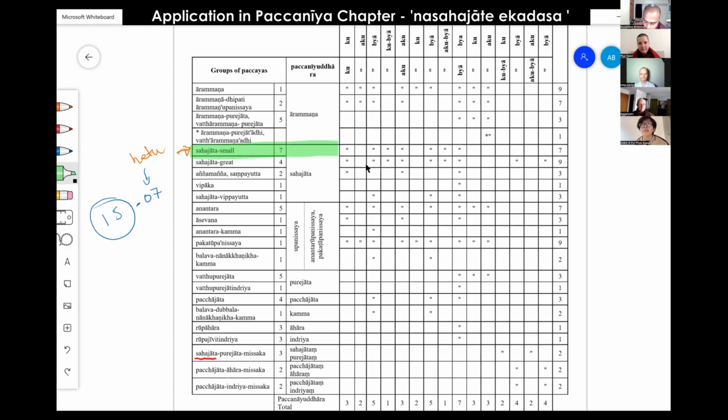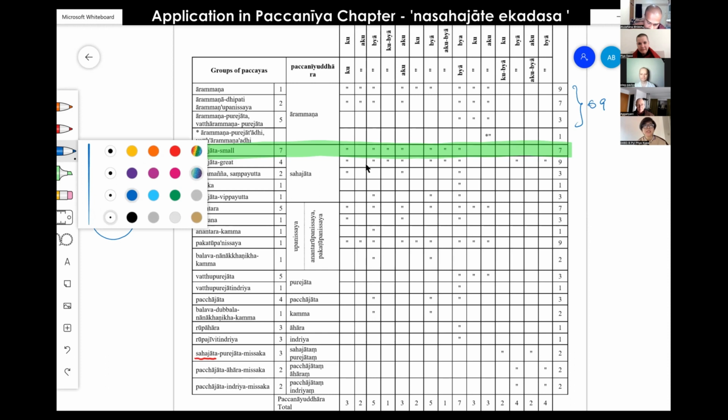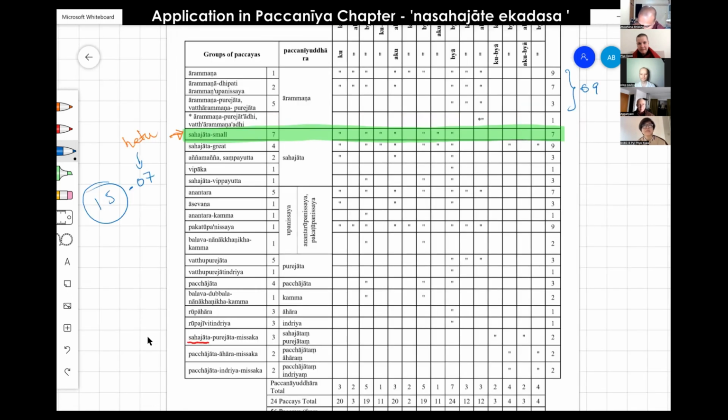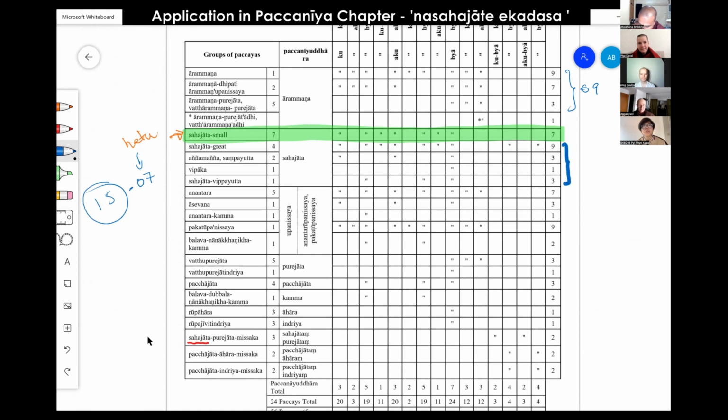Yes, exactly. We're looking at this small sahajata here. So we deduct all this part. We are going to deduct it. So from here we are looking at 9, and then from sahajata grade as well, 9.